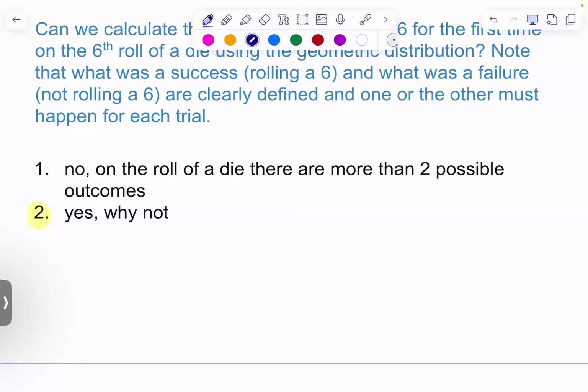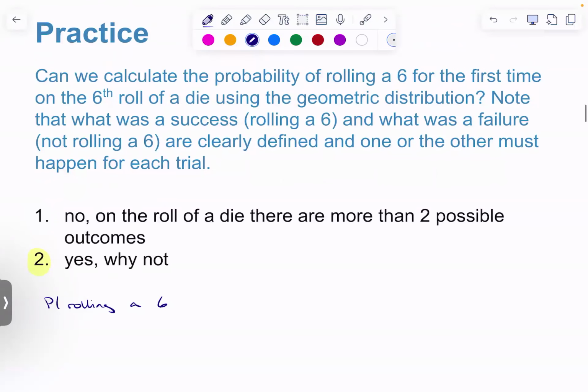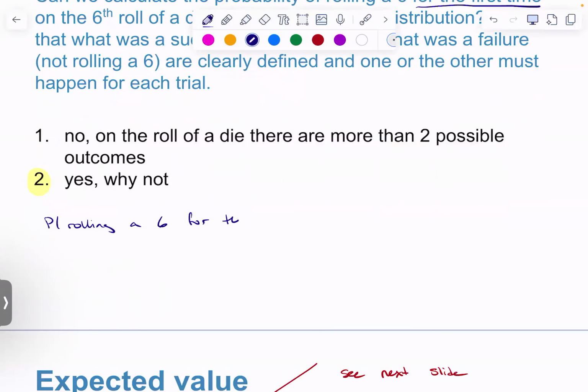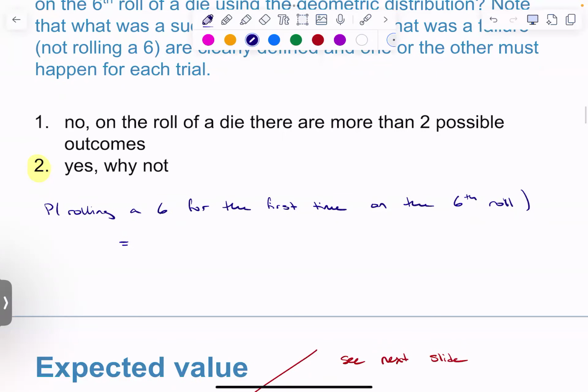Let's find the probability of rolling a 6 for the first time on the 6th roll. No shorthand here, just the probability notation. I like to do these, right?